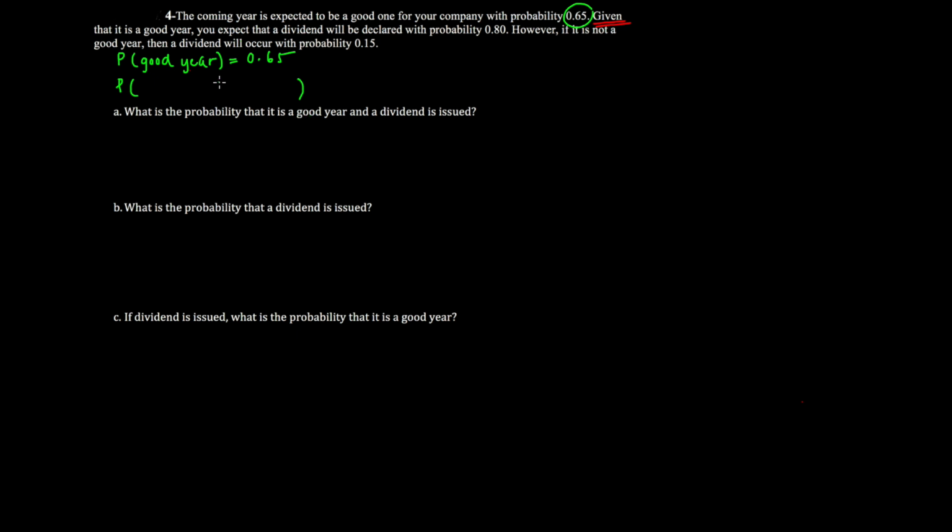So we know that it's given, okay? Now, what is it given? Given that it is a good year, so we know that the condition always follows the bar here, right? So given this, which is a good year, what is the probability? So on the right-hand side is what I'm looking for, that a dividend will be declared.